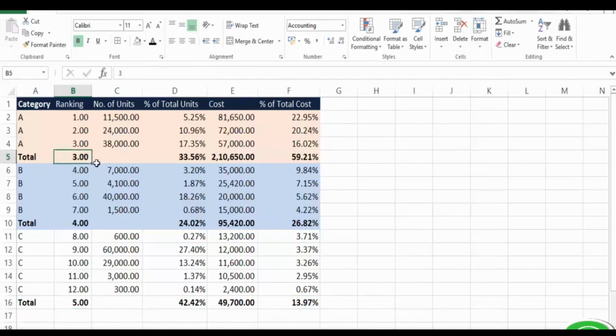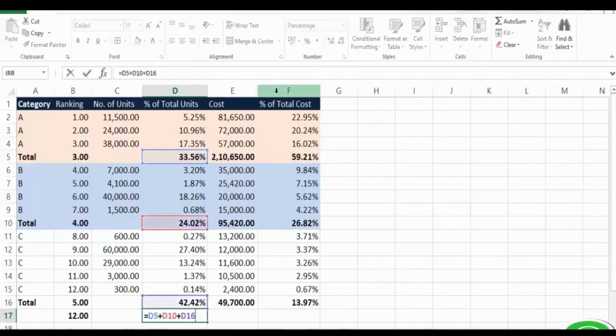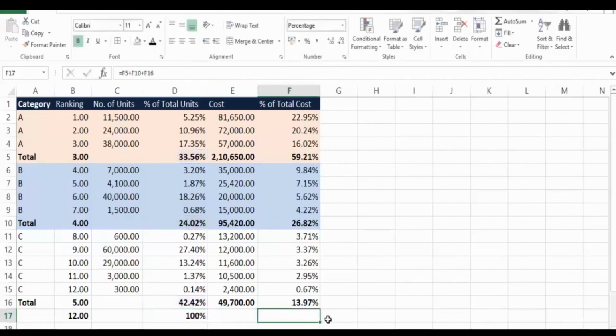So let's now total all the 3. In category A we have 3, category B we have 4, and in category C we have 5. So the sum of all 3 categories should be 12 units, and if we total all the 3, that is 33.56, 24.02, 42.42, we should get 100%. Yes, and here also if we do the totaling we should get 100%.